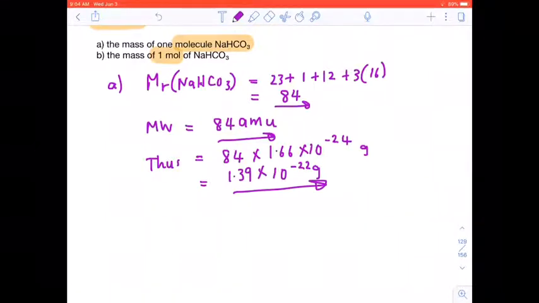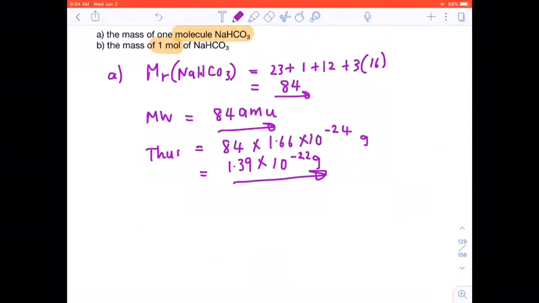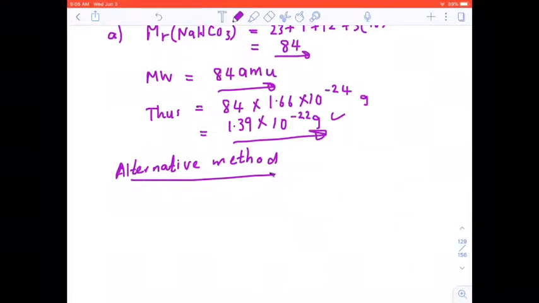Then it says calculate the mass of 1 mole of NaHCO3. Or perhaps let me just give you an alternative method for this. You could do it like how I've done it there, or you can have an alternative method, right? And how do we have an alternative method for this?